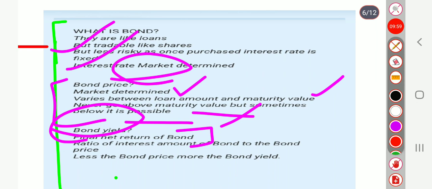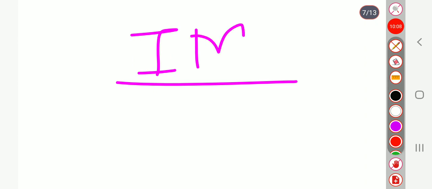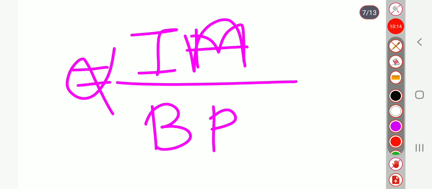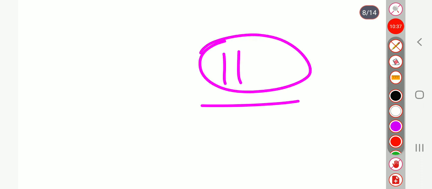Okay, and it is basically the ratio of the interest amount to the bond price. The interest amount and the bond price ratio is proportional to the bond yield. Okay, so this is like that. So how does bond yield work? If the prices are less then the bond yield is going to be more. A direct example of this: for instance this is fixed at 110 rupees. Now this is the yield, the bond yield.